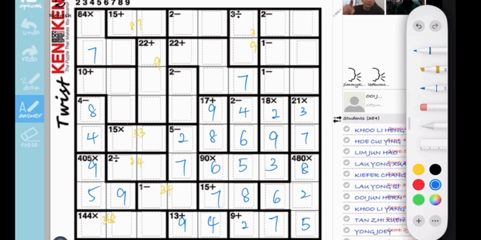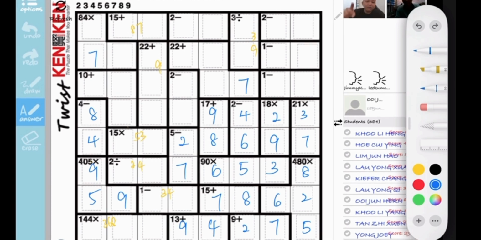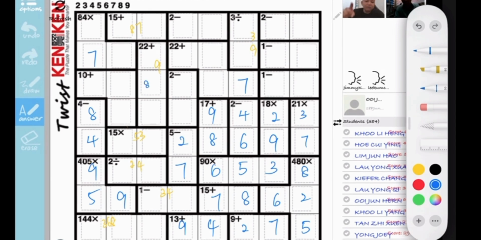And then for this 22 plus, the only possibilities are 9, 8, 5 or 9, 7, 6. Okay, so if we use 7 and 6, then 7 must be here.